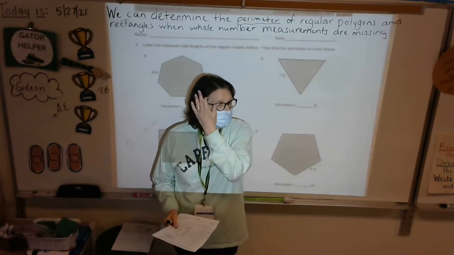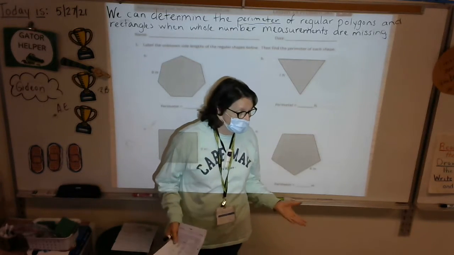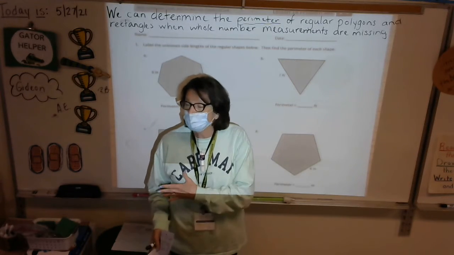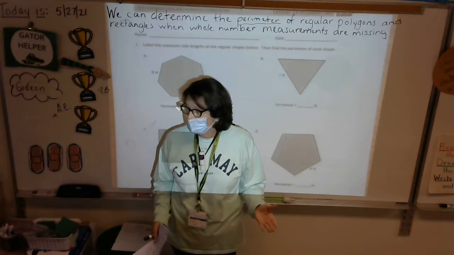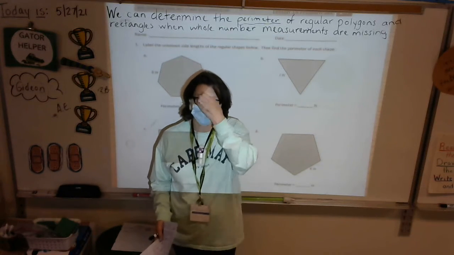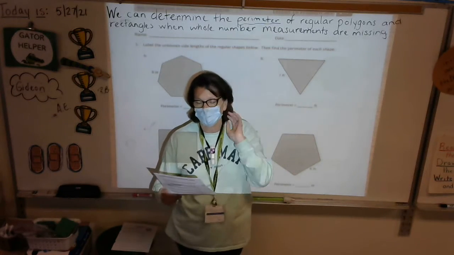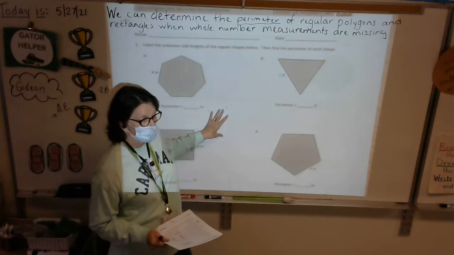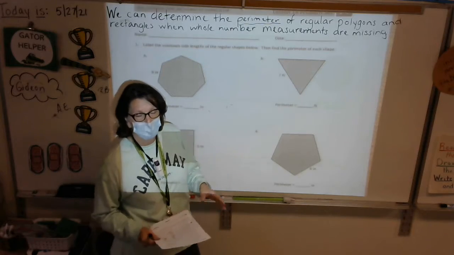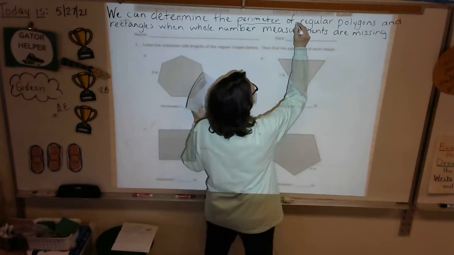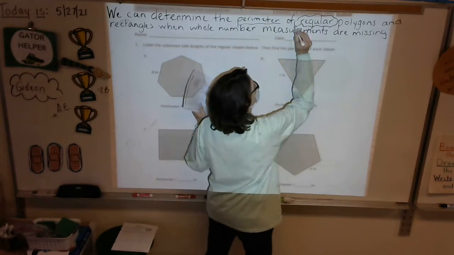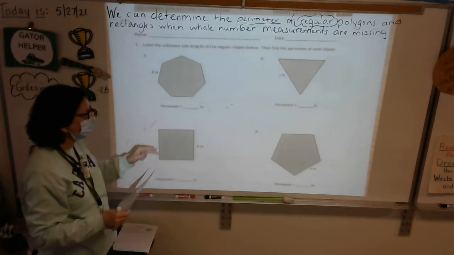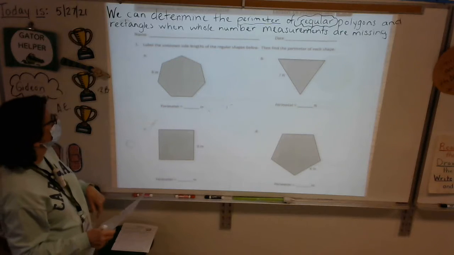But guess what? A shape could have 5 sides, and if all the sides are equal, it's a regular polygon. So it doesn't really matter what number of sides. The thing about a regular polygon is all the sides are equal. So on the shapes we're going to be determining the perimeter of today, all the sides will be equal. We know that because it says regular polygons in our learning target. So let's go ahead and get started. And I may let you do some of these on your own, okay?